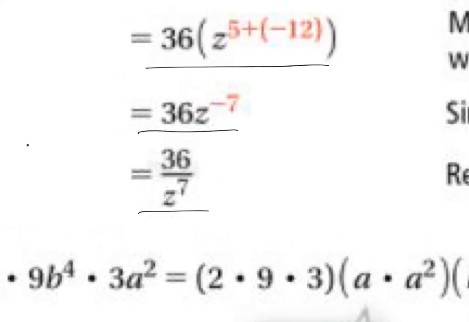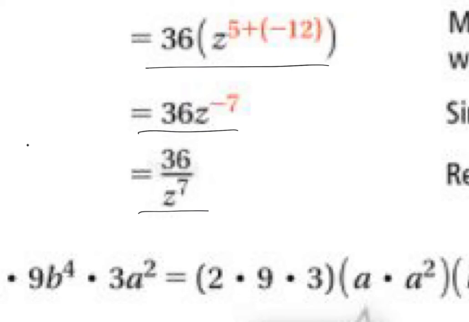Once we group everything, it's so easy, guys. Who's good with their times tables? What's 2 times 9 times 3? What'd you get, Anderson? Or Ashton? 54. Very good. What do we get when we multiply a and a squared?